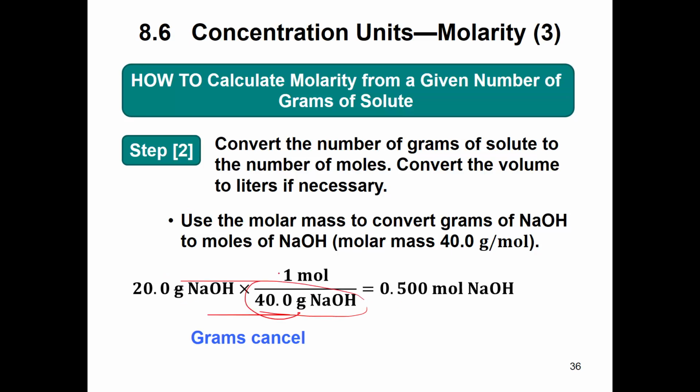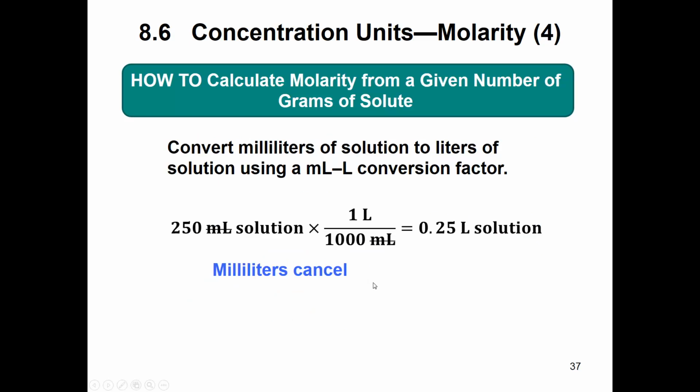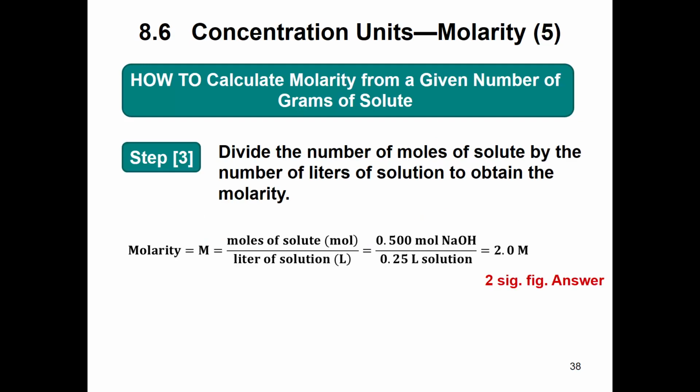So 20 grams of sodium hydroxide times 1 mole over 40 grams, because grams have to cancel, so grams have to be on the bottom, and that gives you 0.5 moles of sodium hydroxide. Then you convert your milliliters to liters, and you may have figured out by now, because we use milliliters and liters a lot, that you could just move the decimal place 3 places, and that would tell you how many liters you have. But if you do it with dimensional analysis, you've got 250 milliliters times 1 liter over 1,000 milliliters, so milliliters cancel, and you're left with 0.25 liters of solution.